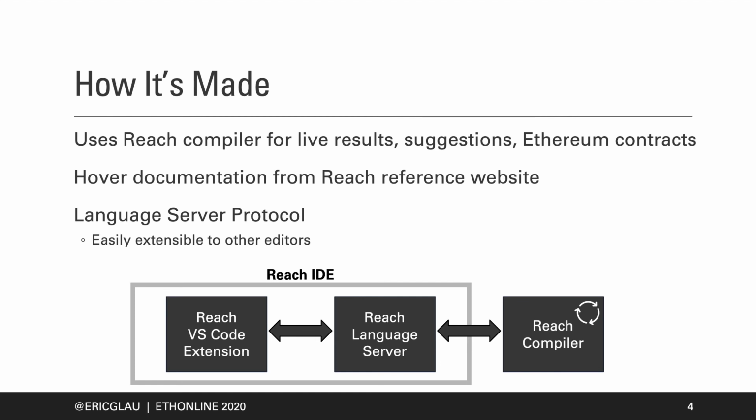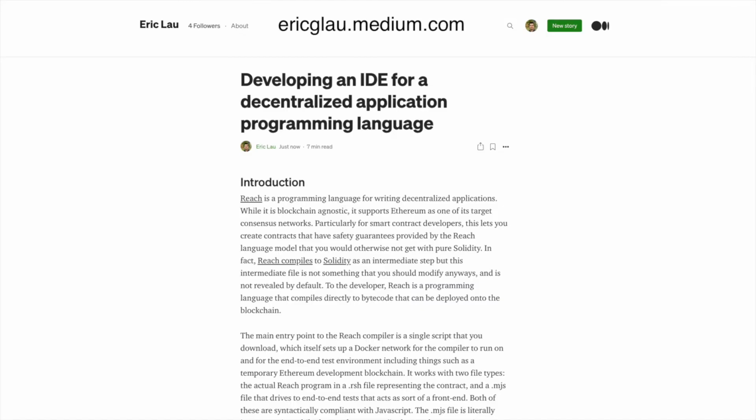As you can see in the image below, this project implements a VS Code extension and language server, and the server makes use of the Reach compiler directly. If the Reach compiler is updated, for example for syntax changes or to provide better suggestions, the IDE will make use of these automatically. Check out my blog post on Medium for more details on how this project was developed.